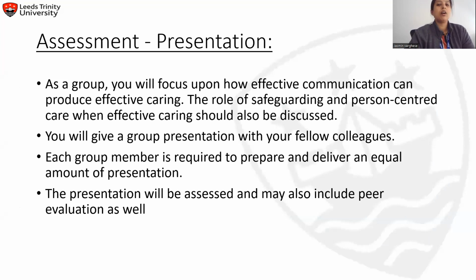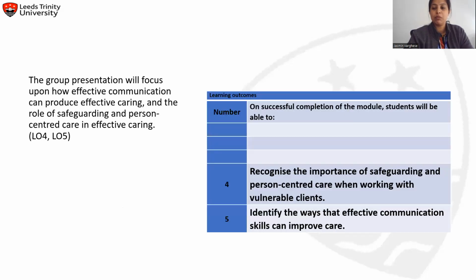While coming to the presentation topic, the topic is how effective communication produces effective caring. In effective communication and effective caring, we will basically focus on safeguarding and person-centered care. You will give the group presentation with your fellow mates, and each group member is required to prepare and deliver an equal amount of the presentation, as I said. The presentation will be assessed and may also include peer evaluation, so a feedback session will also be there.